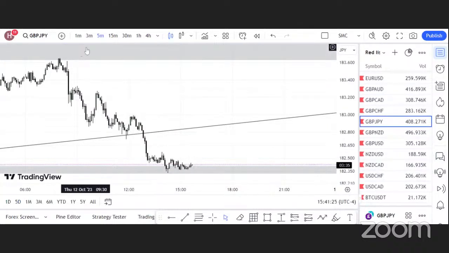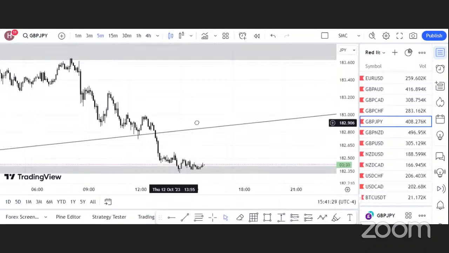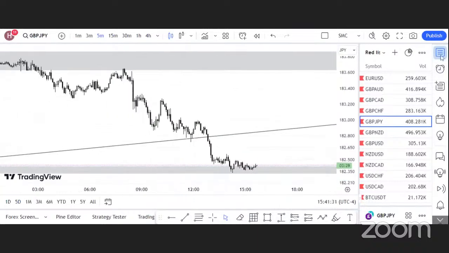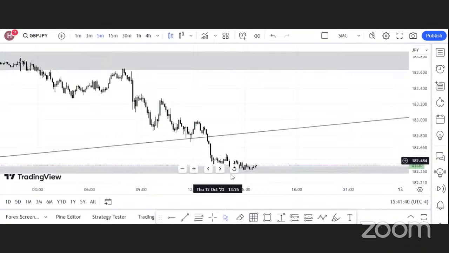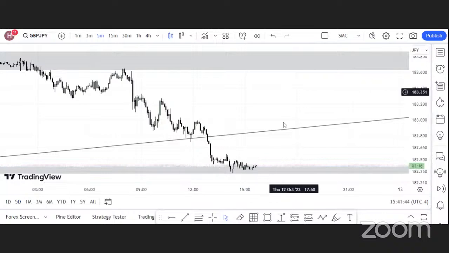So you see on the lower time frame, buyers will be here right now because this is exactly what they are looking for. But we're not going to be doing this because this is the lower time frame. We want this to happen on the higher time frame.